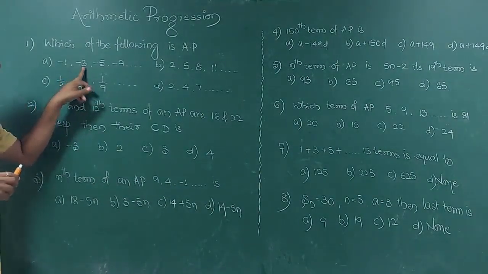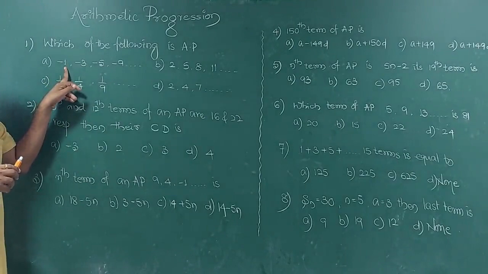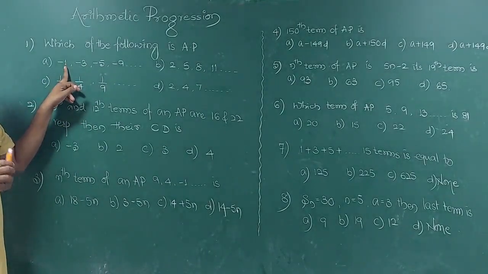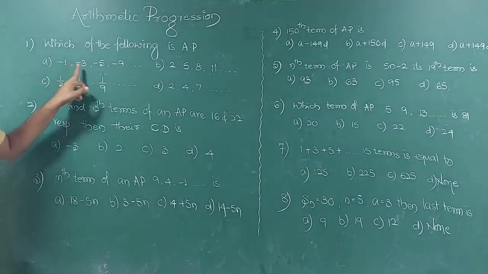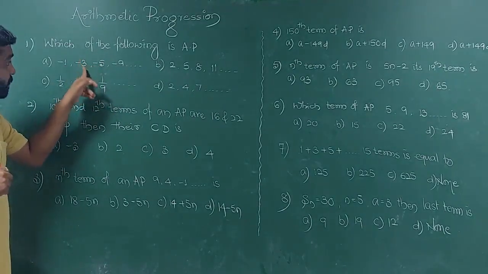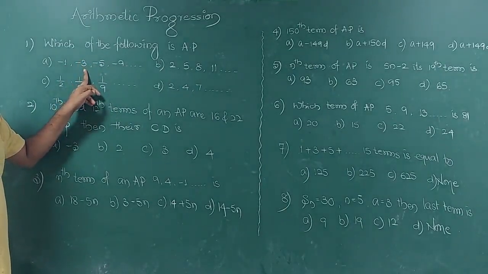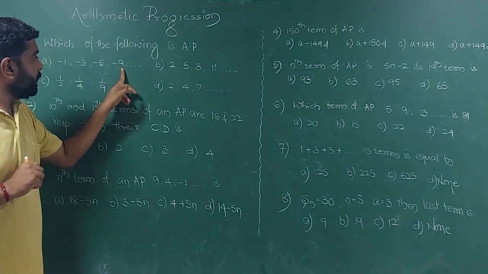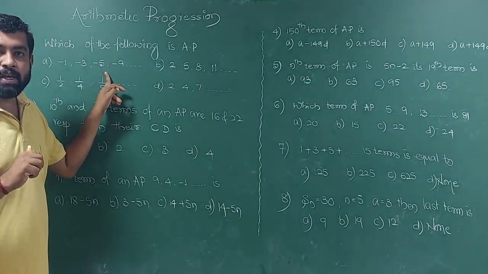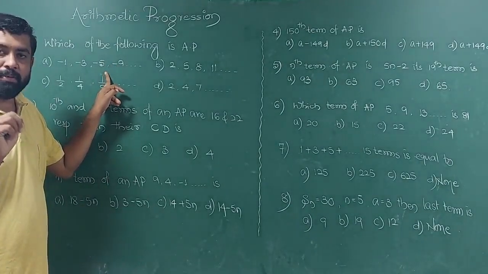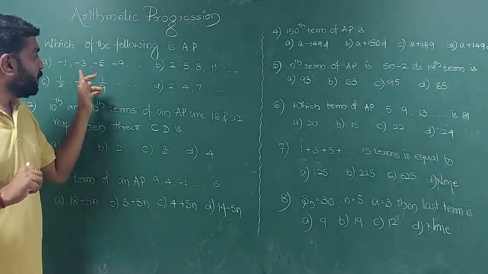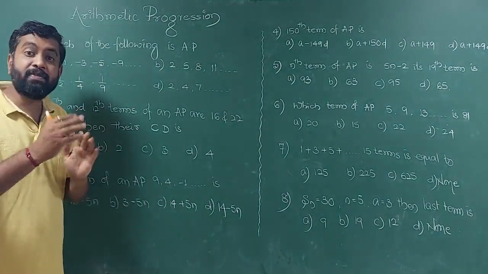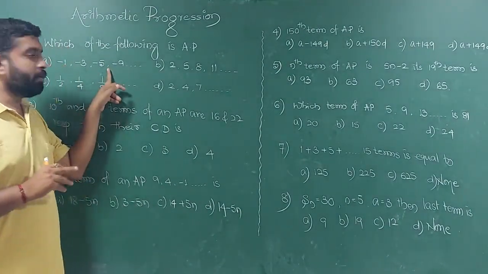This is minus 3, it will become plus 1. Minus 3 plus 1 is minus 2. Next, minus 5, this will become plus 3. Minus 5 plus 3 is again minus 2. And minus 9 plus 5. Minus 9 plus 5 is nothing but minus 4. So here common difference is different. So this is ruled out.